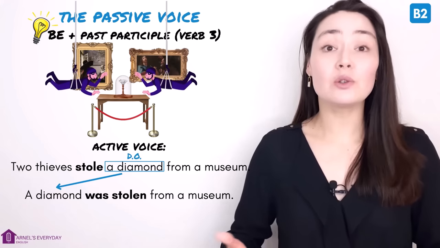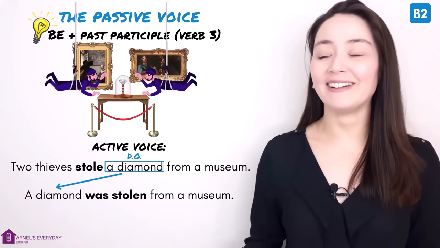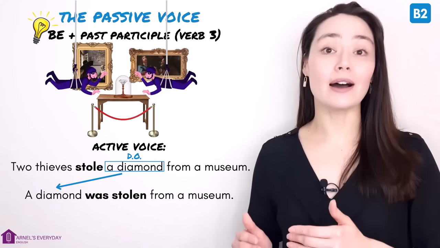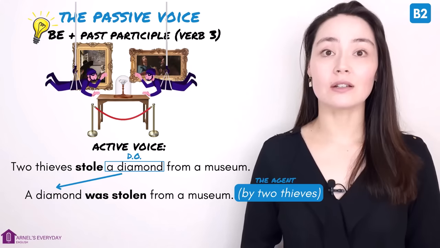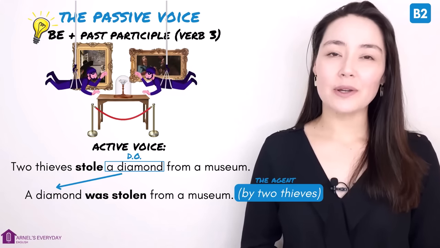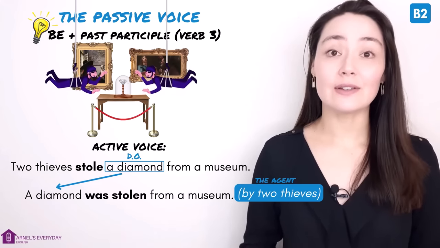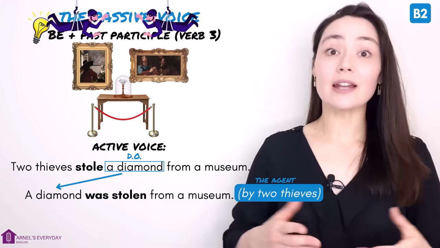And what happened to the two thieves? Did we forget about them? I could add by the two thieves. That becomes the agent. But in the passive voice, many times that isn't even necessary. Let's do another example, again starting with the active voice.